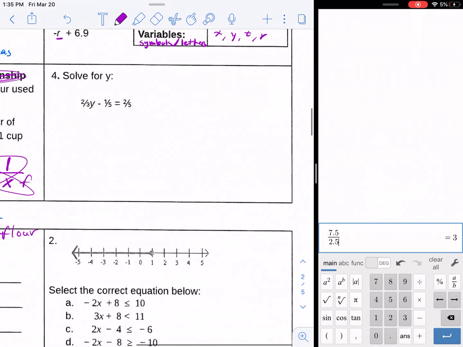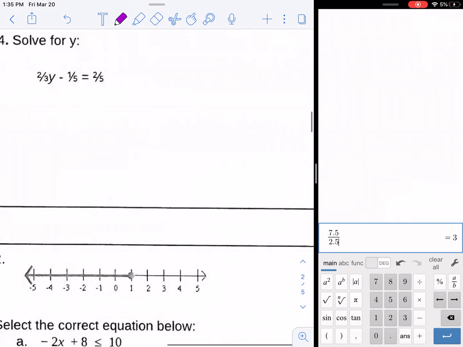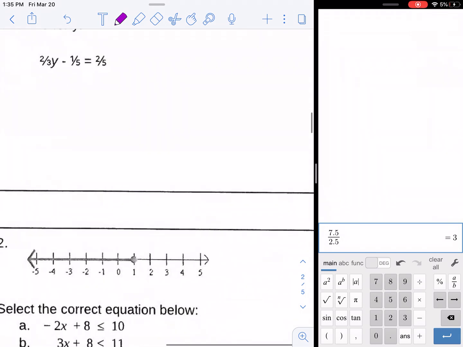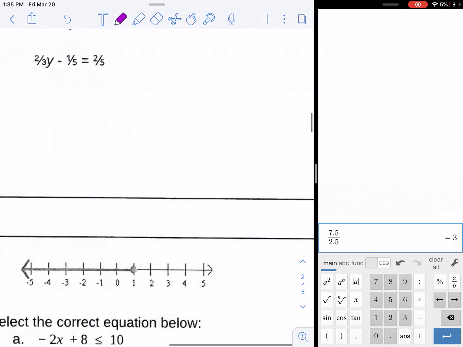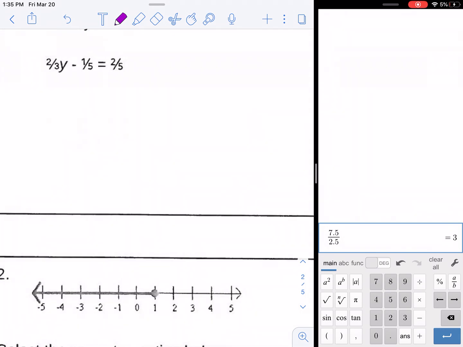Okay, and then the last one right here. Hopefully this works, right? So, this is gonna be fun already. I can already sense it. 2/3 y minus 1/5 equals 2/5. Well, how do I get y by itself? Because this is given. Quiet you.